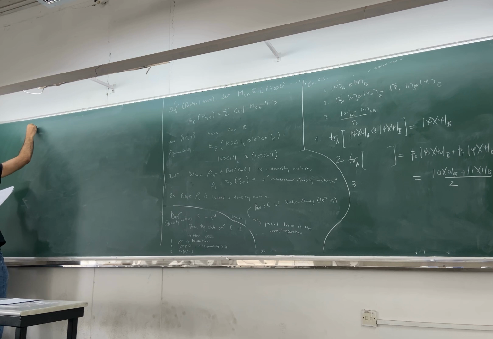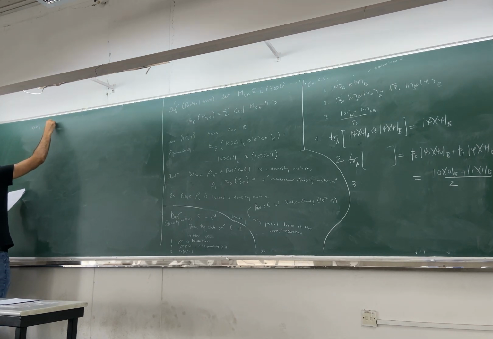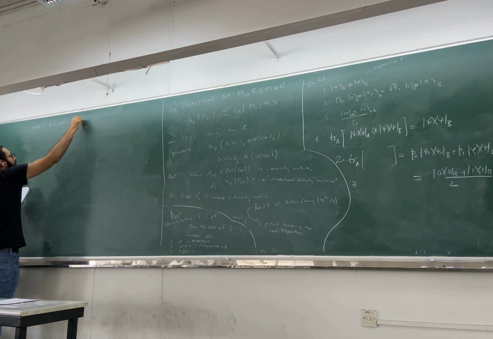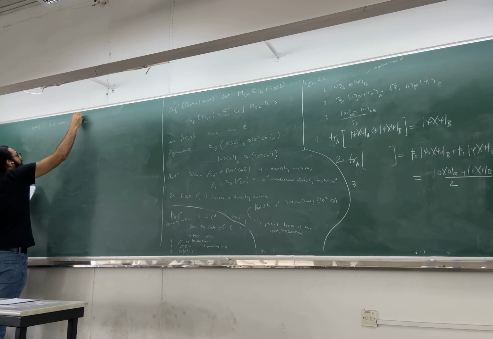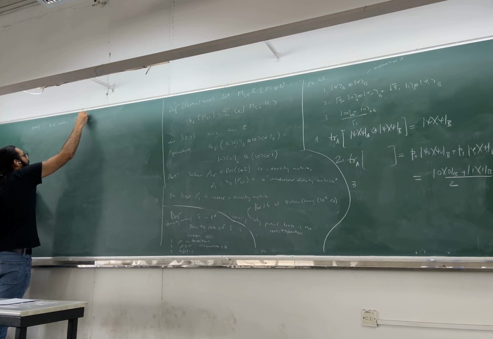Okay, so the story is, let's just say this. Pure states: you remove part of the system, or remove a subsystem, and it gives you a mixed state.